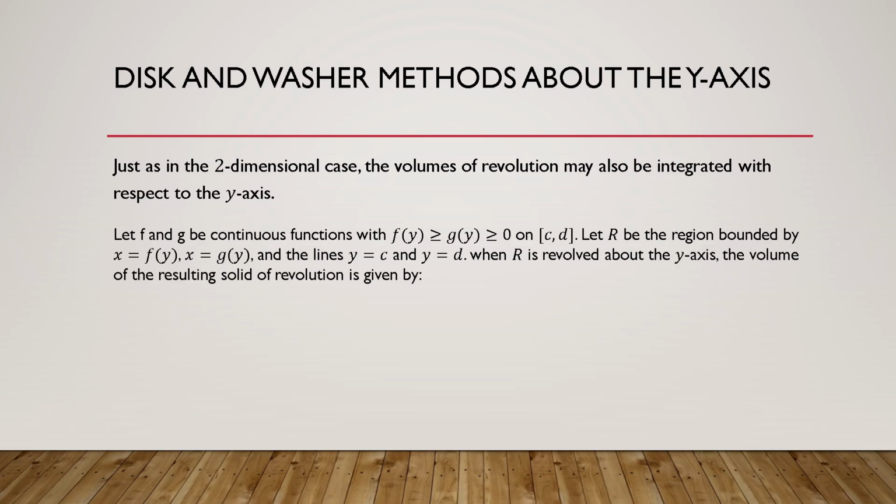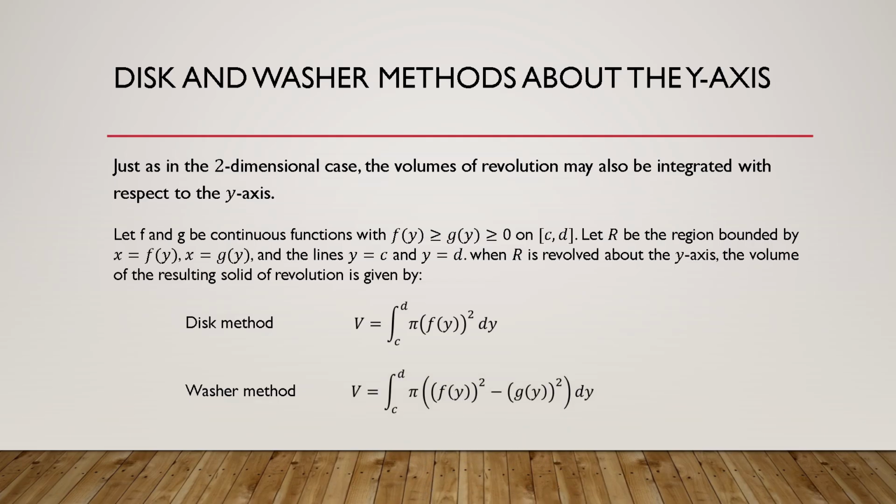When R is revolved around the y-axis, the volume of the resulting solid of revolution is given by, using the disk method, volume equals the integral from c to d of pi f of y squared dy. Using the washer method, volume equals the integral from c to d of pi times the quantity of f of y squared minus g of y squared dy.